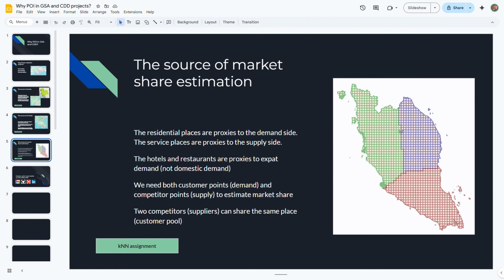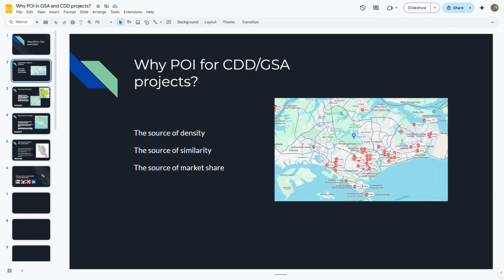Okay, so other than those three, there can be more applications, but based on my understanding, they are just the three main sources, which are the density, the similarity, and eventually the market share for the CDD or the GSA deals.